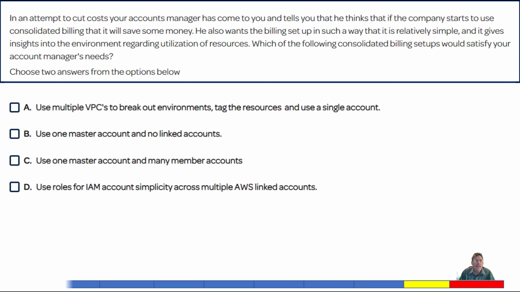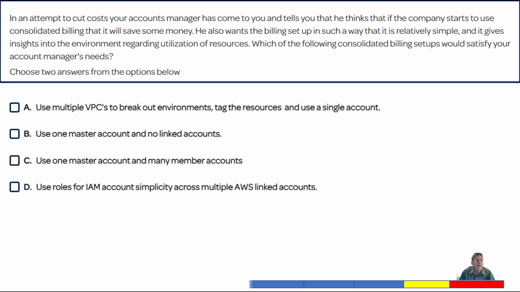In an attempt to cut costs, an account manager comes and tells you that he thinks the company should start to use consolidated billing that will save money. He also wants the billing to be set up in such a way that it's simple and gives insights regarding utilization. What is the best way to do this?